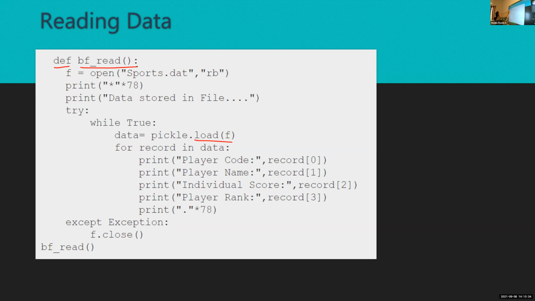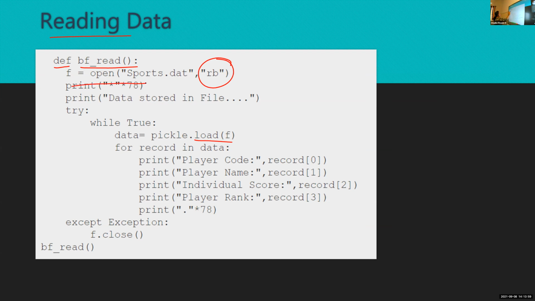After that, you just open the file. The file mode is rb because here I am using the statement, this heading is reading data. That's why here the mode is rb. Then print star 78. It's just like a print statement. There's no need of writing this one. Then data stored in file.